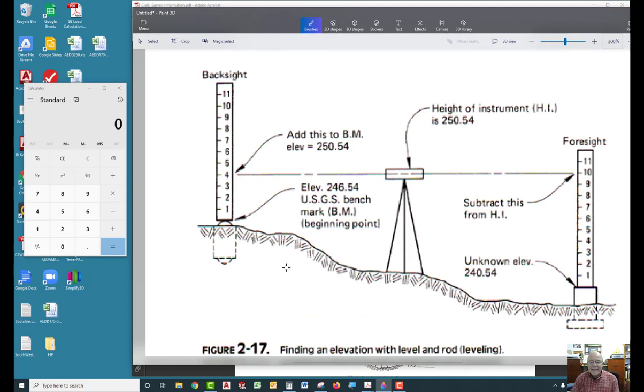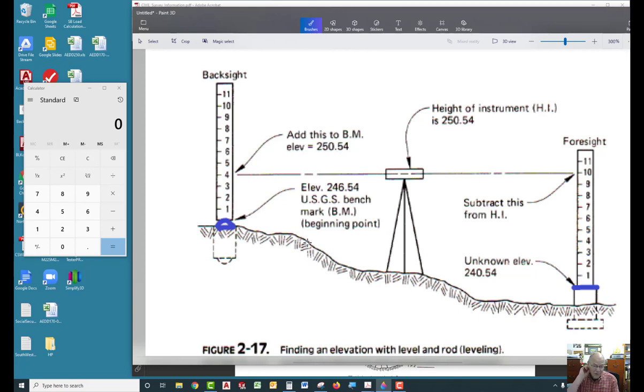The whole idea here is you need to know the elevation of something. So in this particular case, the elevation I need to know is right over here. That's my unknown elevation. Now the numbers are there because they've already done the math. Now I have a known starting point. That's that little spherical mark right there. We're going to call that a benchmark.